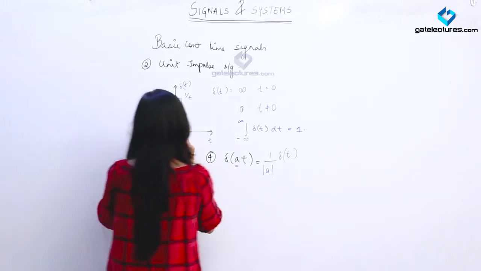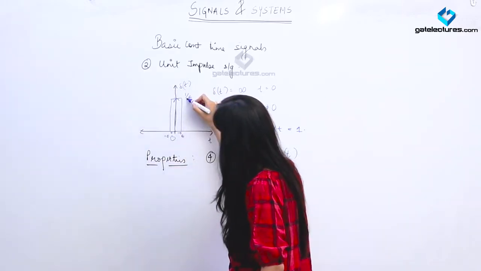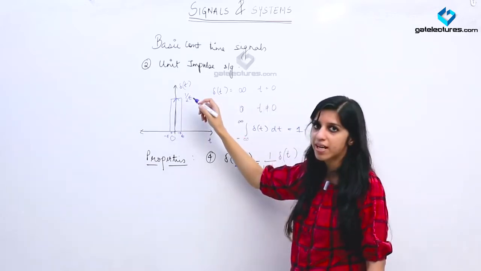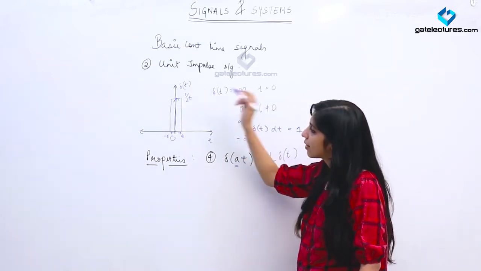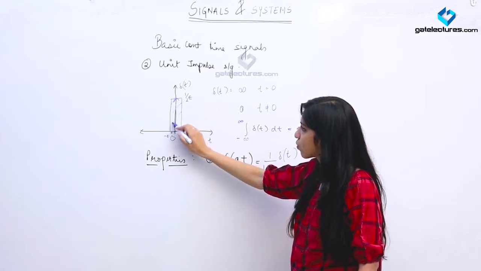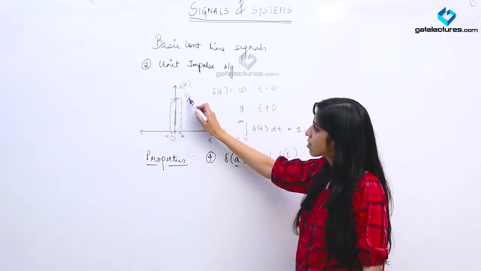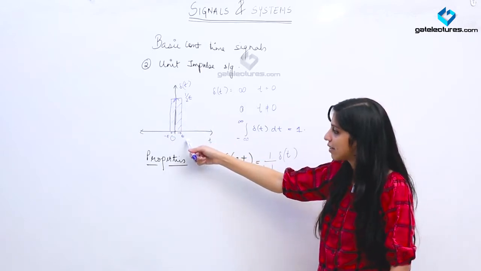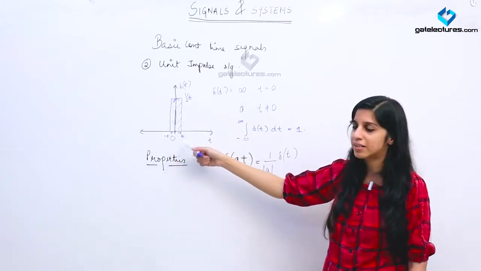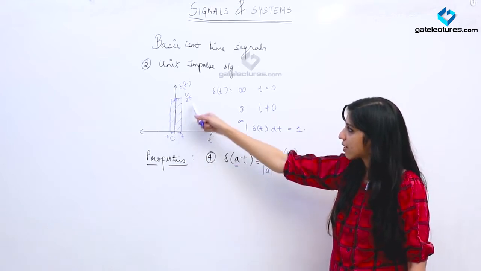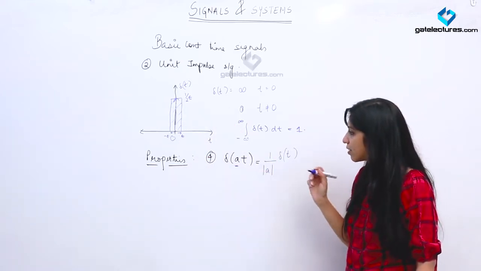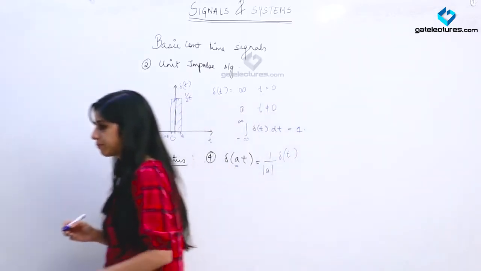Only if the height of this rectangle is 1 by 2 epsilon, only then is the area under this curve going to be unity. So for this to be 1 by 2 epsilon, this is what I am saying: whenever you are scaling in time, this 1 by a is going to come in the denominator here. Okay, so this is a property that this impulse function is following.